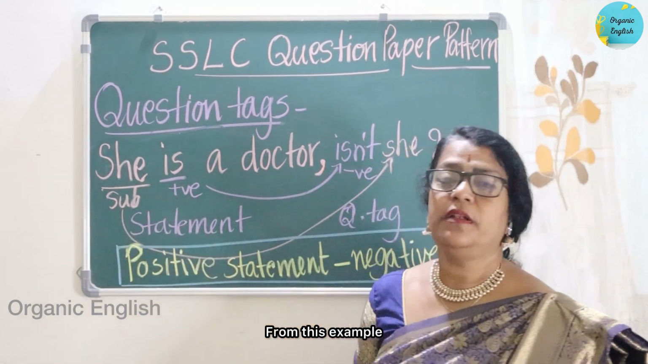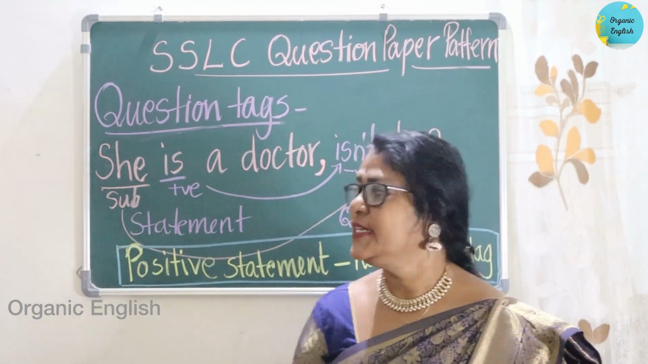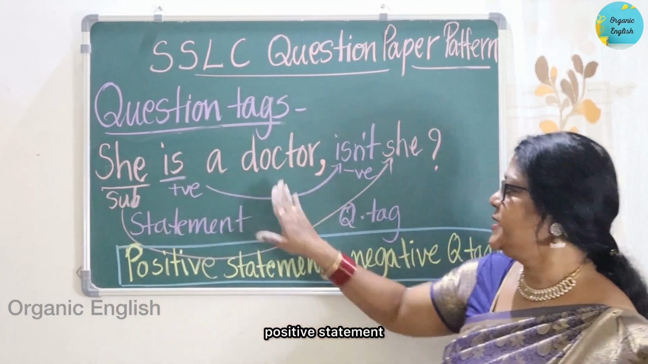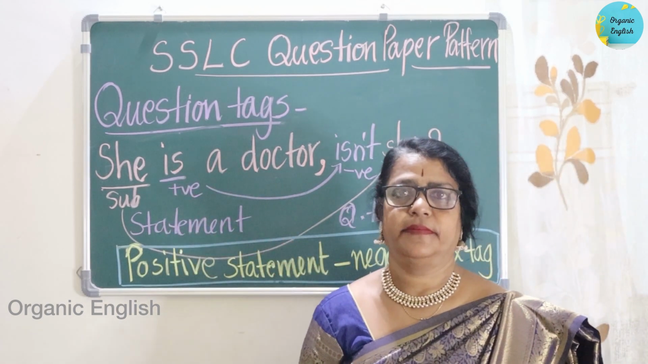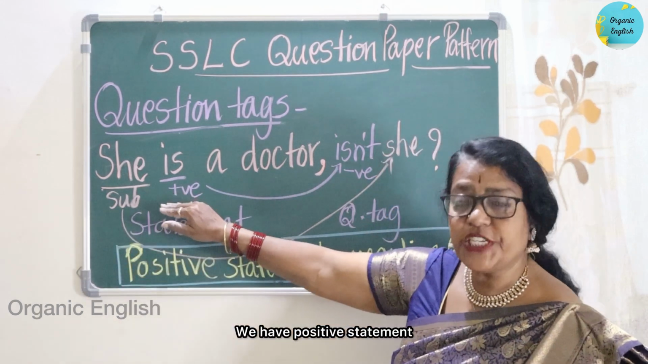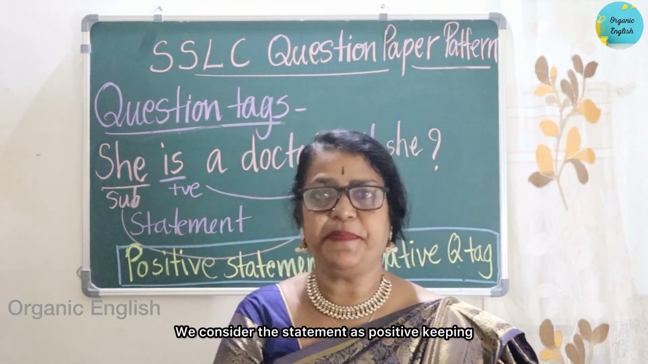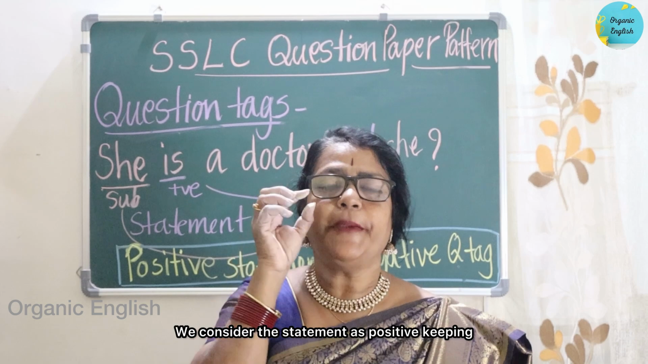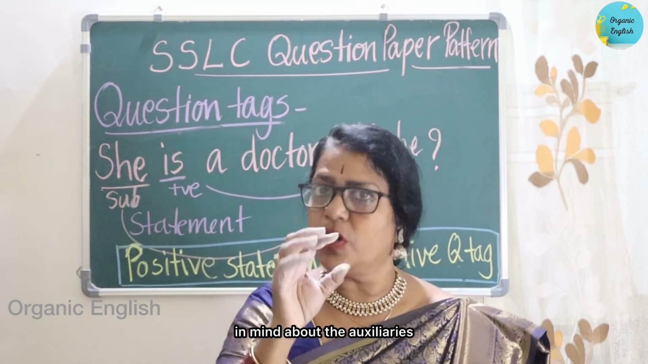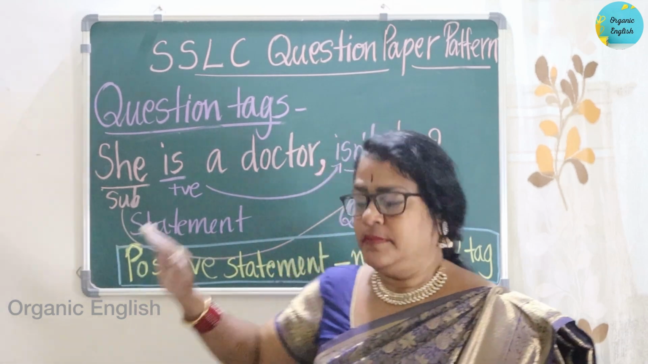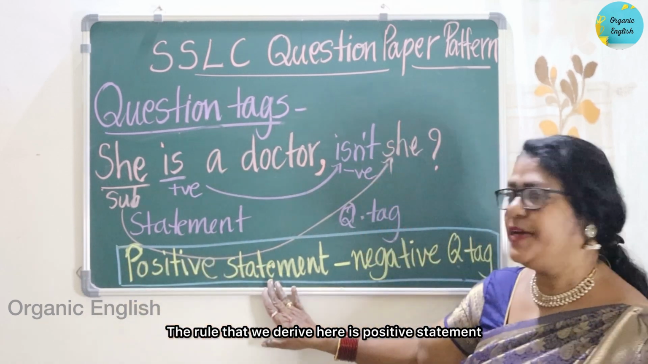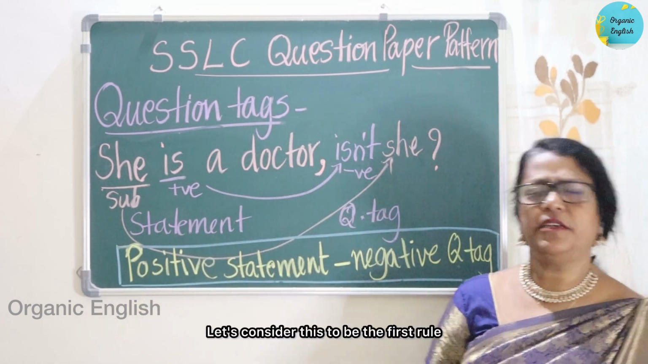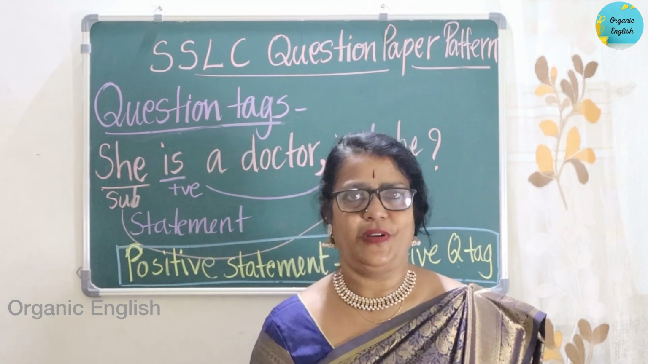From this example, we are going to derive that positive statement, negative question tag. We have a positive statement. We consider the statement as positive, keeping in mind the auxiliaries. The rule that we derive here is positive statement, negative question tag. Let's consider this to be the first rule.